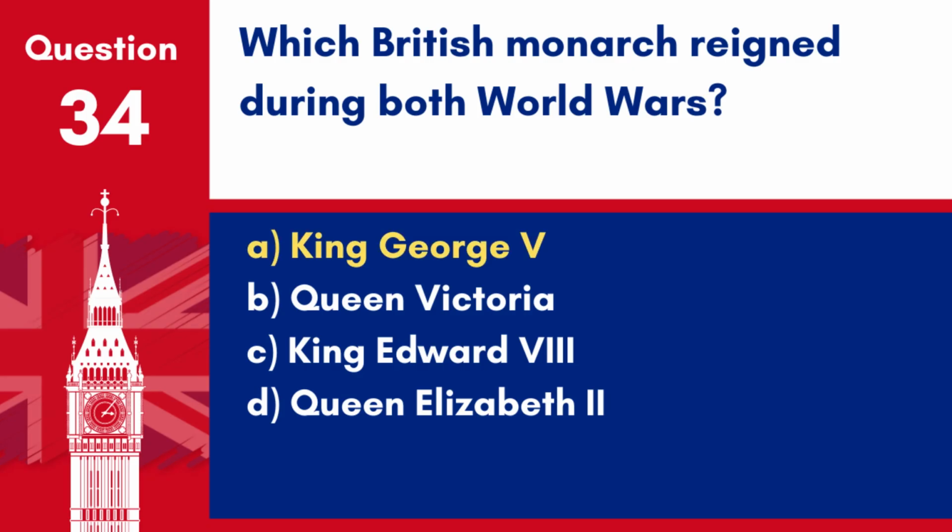Answer: A. King George V. King George V was the British monarch during both World War I and World War II, overseeing a period of massive social change and global conflict.